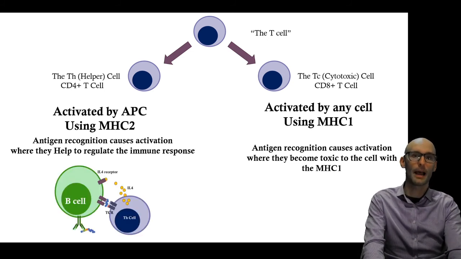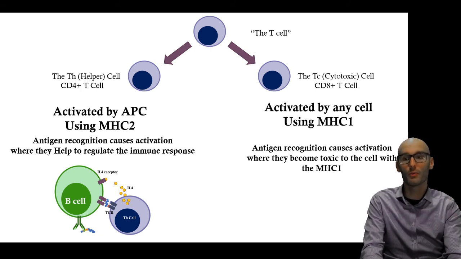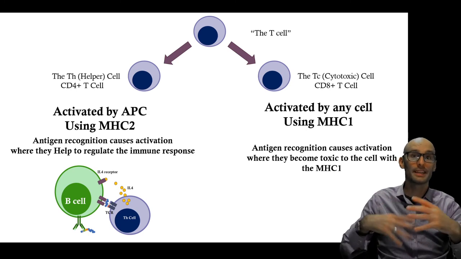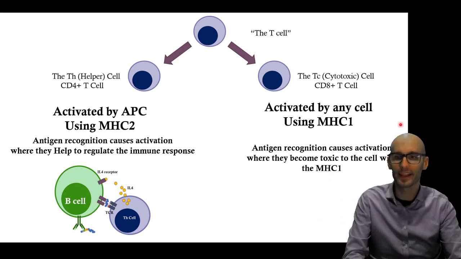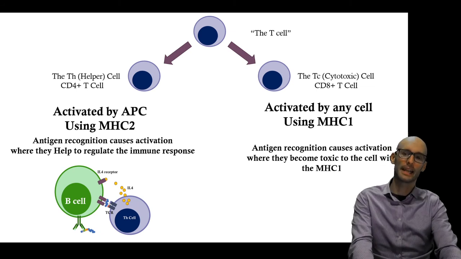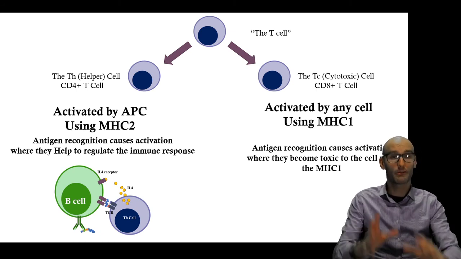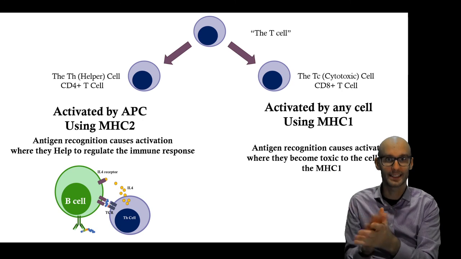This is just an example which I covered in the previous video on what T helper cells might do. They might release interleukin-4, which activates B cells, which then causes them to divide and produce antibodies, right? So that's an example of what a helper cell does, but remember there's lots of different kinds of T helper cells.